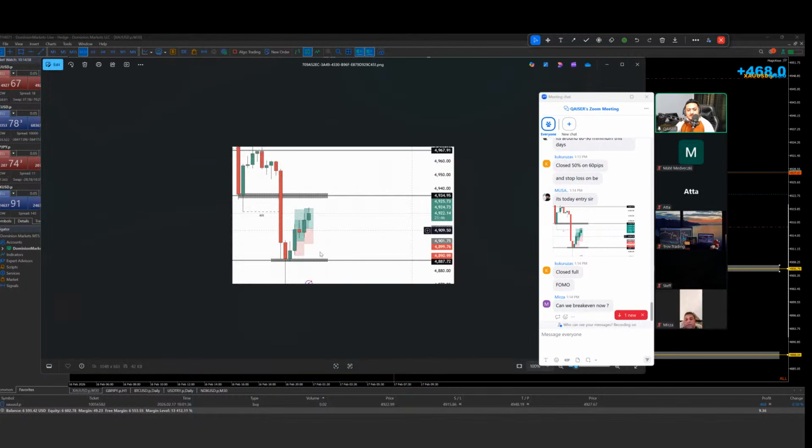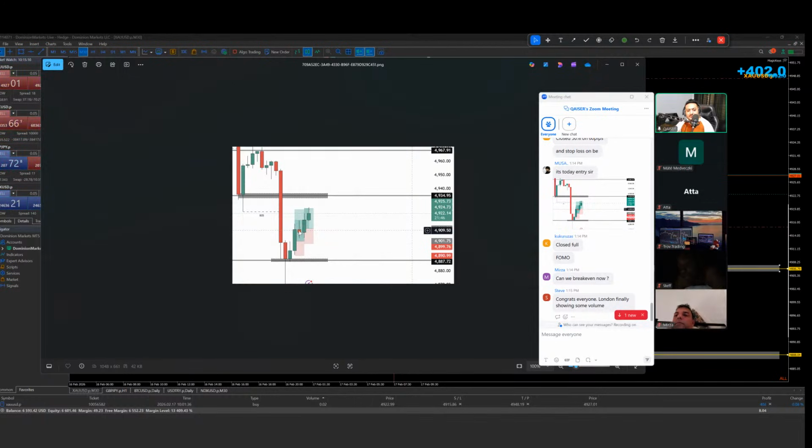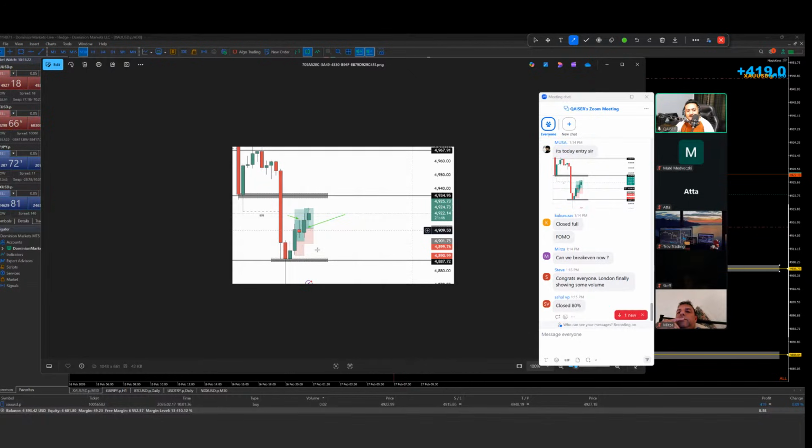So Musa, it's today's entry. Yeah, this is, I don't think so. Why did you execute this trade actually? I don't know. Really, I really don't know. This doesn't make sense to me. In my view, this cannot make sense when it is just like a block. Why did you execute it here? Are you trying to predict the market here? Even this candle did not break above the high. Why did you execute it here? Stop loss placed somewhere here.